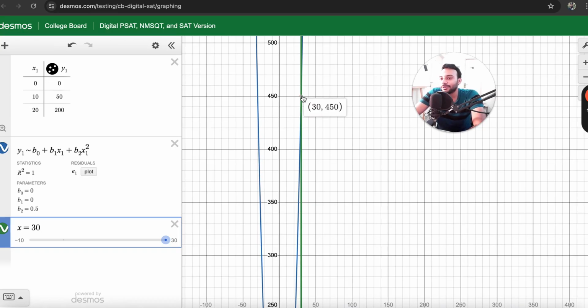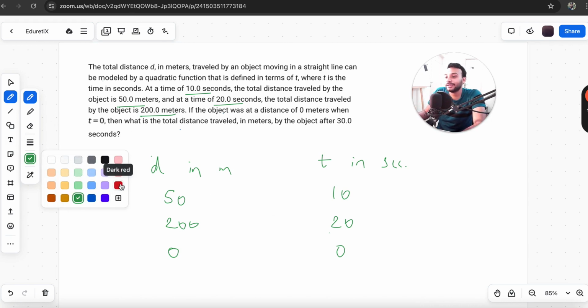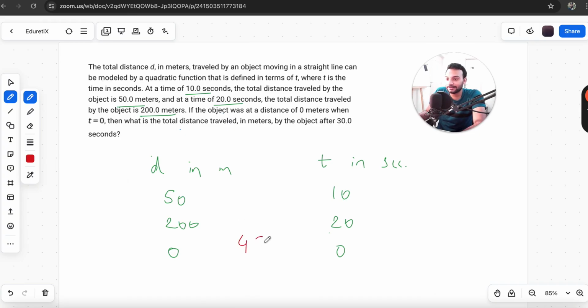So total distance traveled is going to be 450 meters at x equal to 30 seconds. So the answer is 450 meters. This would have been a very long question with too many calculations, but now it's nothing. 450 meters at 30 seconds. This is the answer. Okay, let's go for the next one.